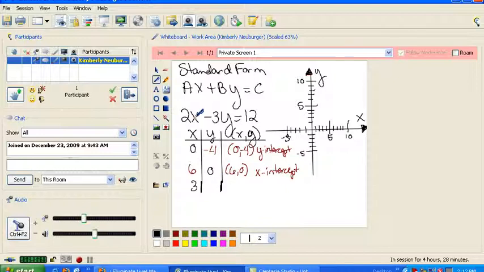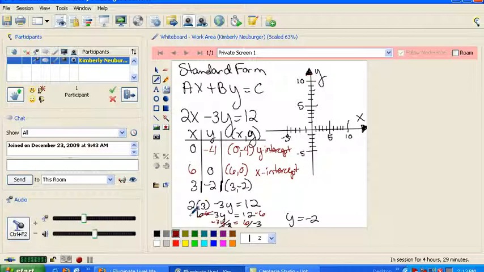So we're going to plug in 3 for x, and then we do actually have to just calculate out and solve the equation. So 2 times 3 minus 3y is going to be 12. And 2 times 3 is 6. Now we need to move the 6 over, so we'll subtract 6 from both sides. Those cancel. We have negative 3y equals 6. Divide both sides by negative 3. And we end up with y equals negative 2. So the point is 3, negative 2 for our third point.